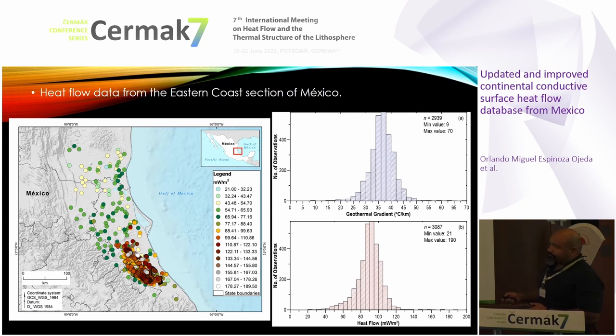In the eastern coast, it is a characteristic area because we can observe a lot of low or medium enthalpy sites, and then we can observe high and very high enthalpy sites, and we think that this is related to the eastern border of the Trans-Mexican volcanic belt, so maybe this thermal perturbation is related to the nature of the volcanic belt.